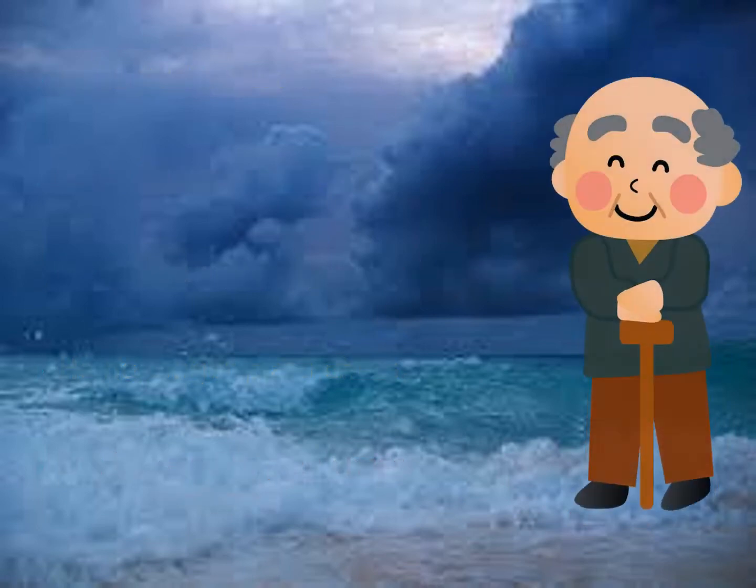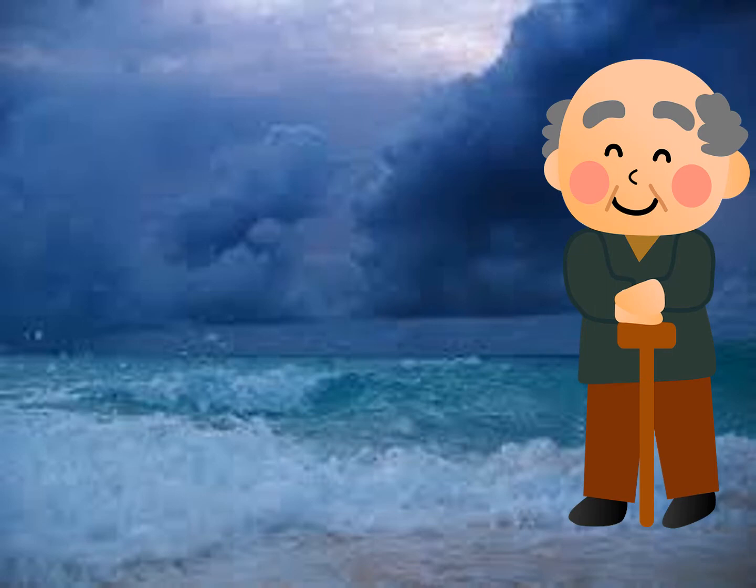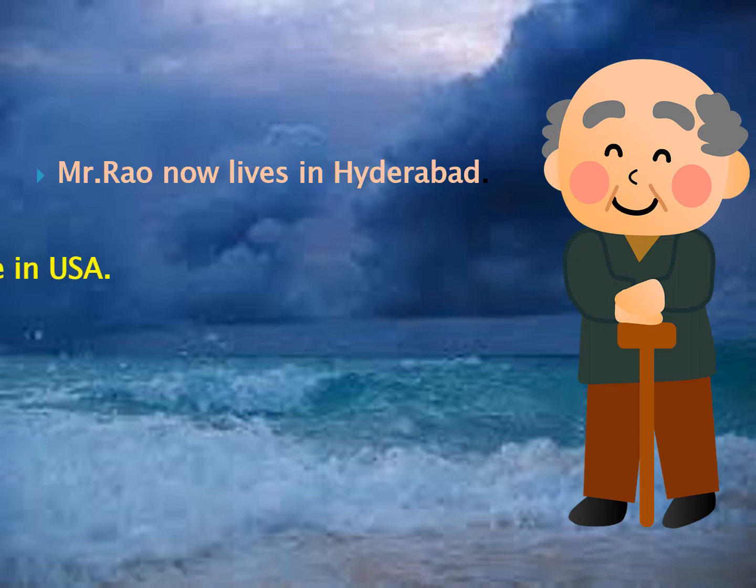Let us see some more information about Mr. Ramarao. Mr. Ramarao now lives in Hyderabad, but he used to live in USA. What is the meaning of this sentence? This sentence means he lived in USA in the past, but he is not living in USA now. Where does he live now? He lives in Hyderabad.